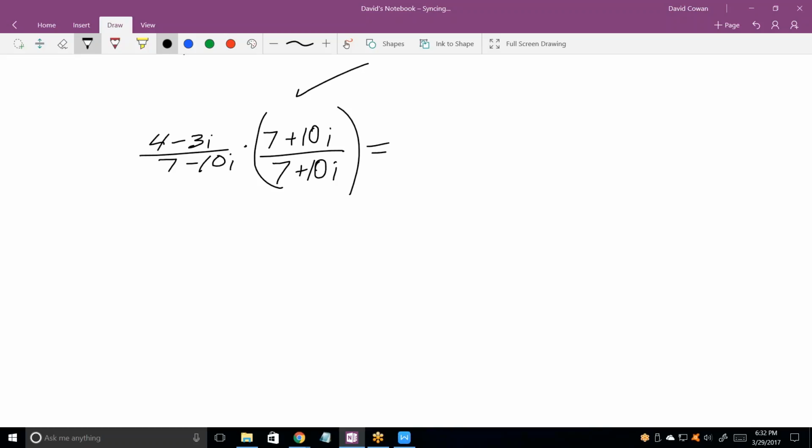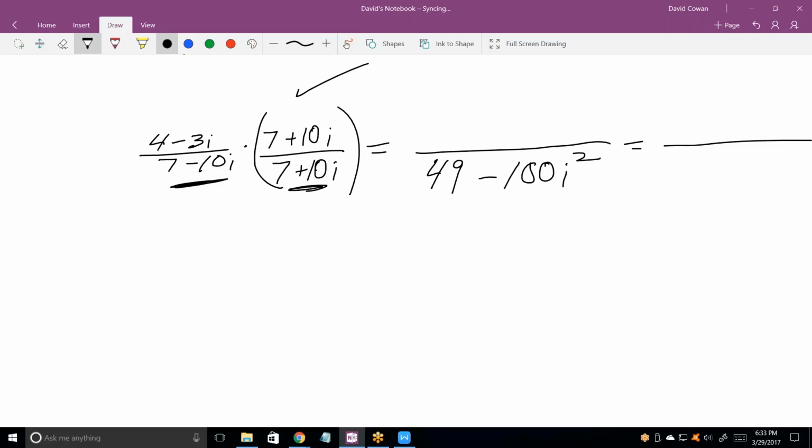Okay? What's that give you in the bottom? Notice what the bottom is. It's difference of perfect squares multiplied back together again. So what are you going to get? You're going to get 49, minus 100 i squared, or I guess plus 70i minus 70i, which cancel. So the two middle terms always cancel. And then minus 100 i squared. Right. So what is my new denominator in real number terms?